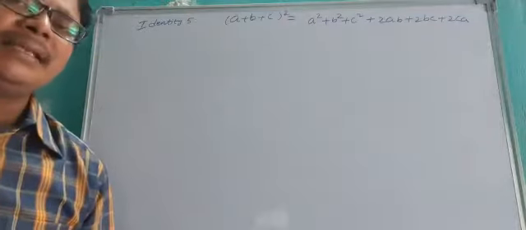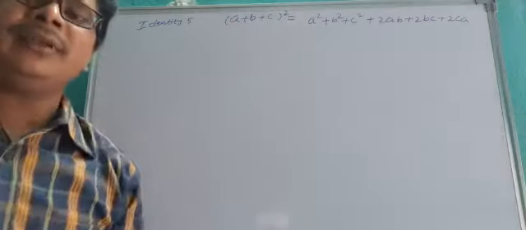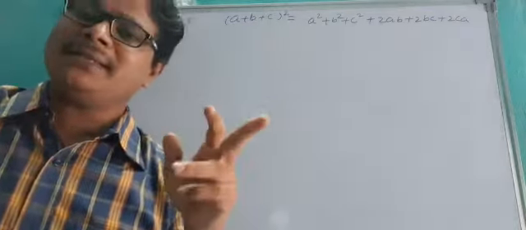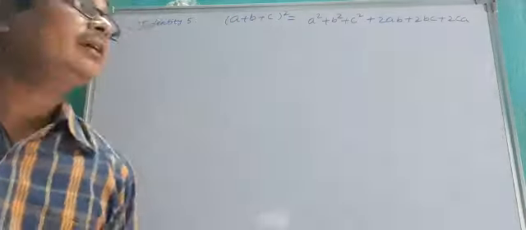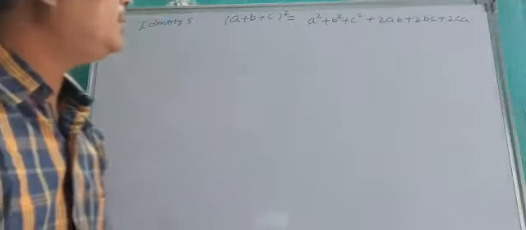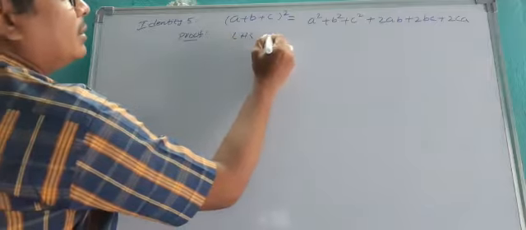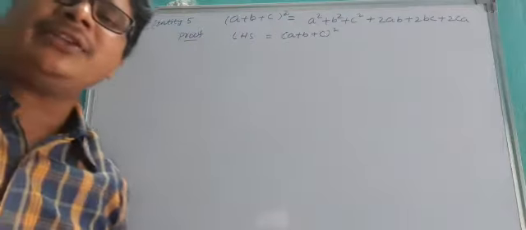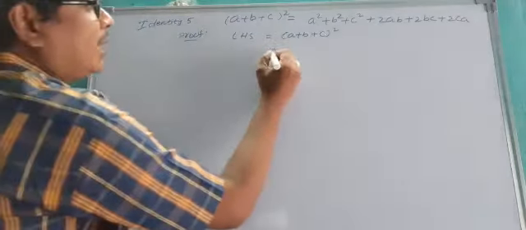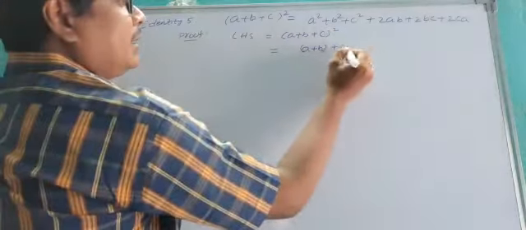Okay, what is that? (a + b + c) whole square. That means the square of a trinomial is equal to a square plus b square plus c square plus 2ab plus 2bc plus 2ca, cyclic. Okay, how to find this, the proof? You use proof. Now you take the LHS, (a + b + c) whole square. You take the LHS and this can be written as (a + b), binomial in one group, plus c, whole square.